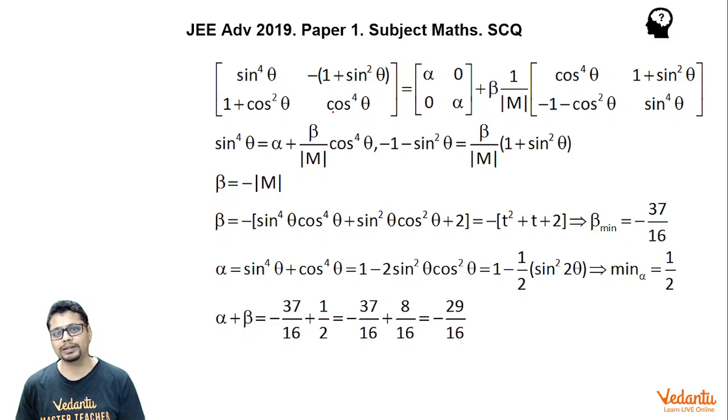1 plus cos square theta is equal to 0 plus beta by determinant of M times minus 1 plus cos square theta effectively. And cos to the power 4 theta is equal to alpha plus beta by determinant of M times sine to the power 4 theta. So essentially by comparing this element you would have got beta to be minus times determinant of M, and by considering this element you would have again got alpha to be sine to the power 4 theta plus cos to the power 4 theta after having put beta to be minus times determinant of M. So my answer ultimately is C.